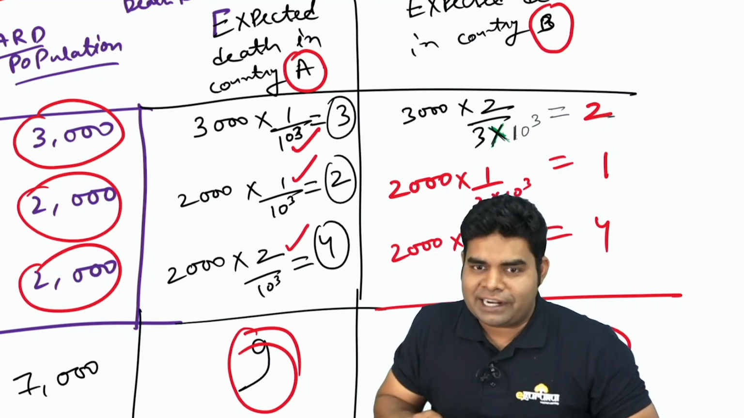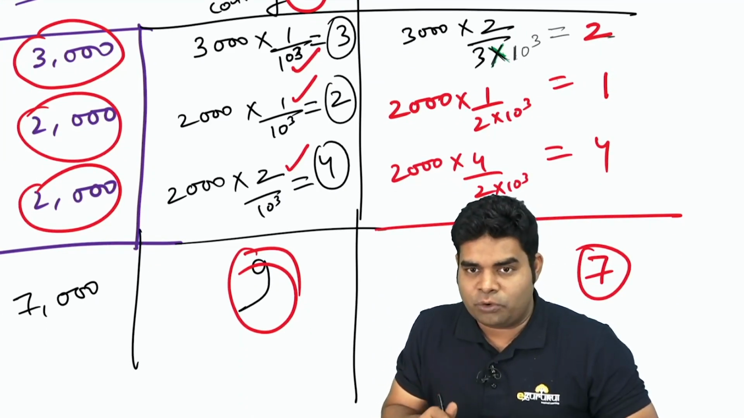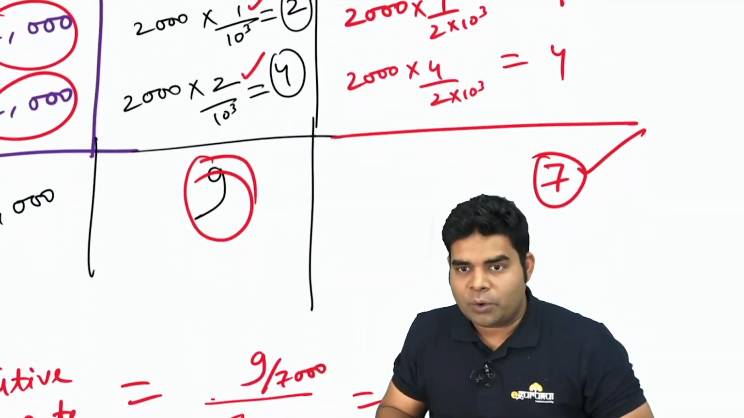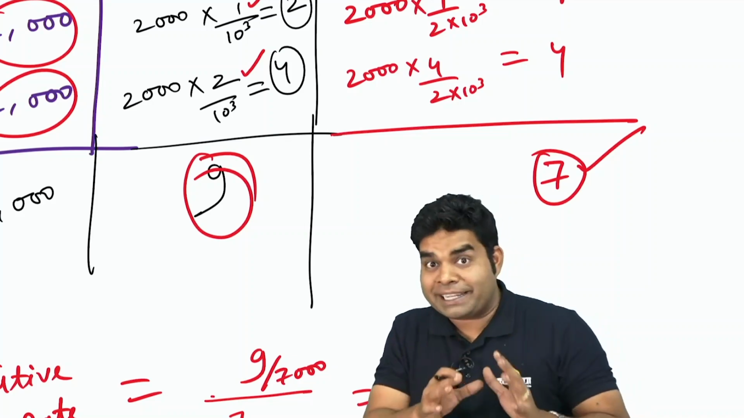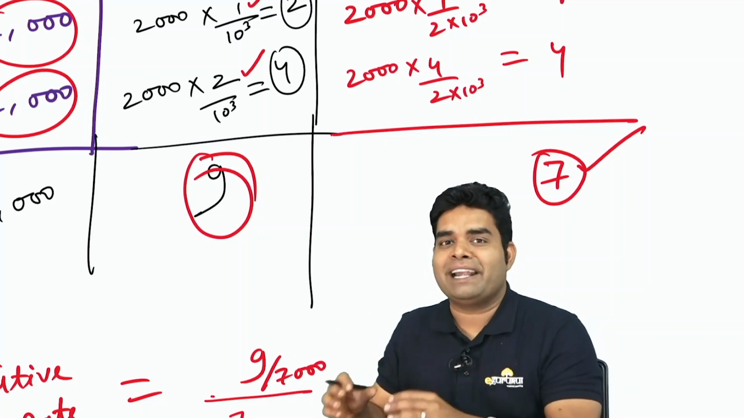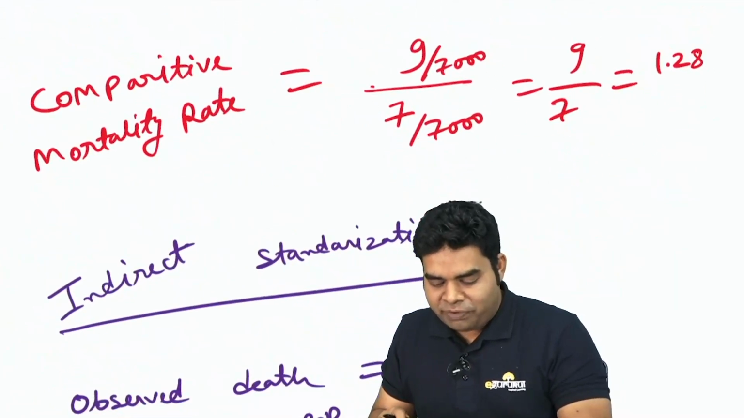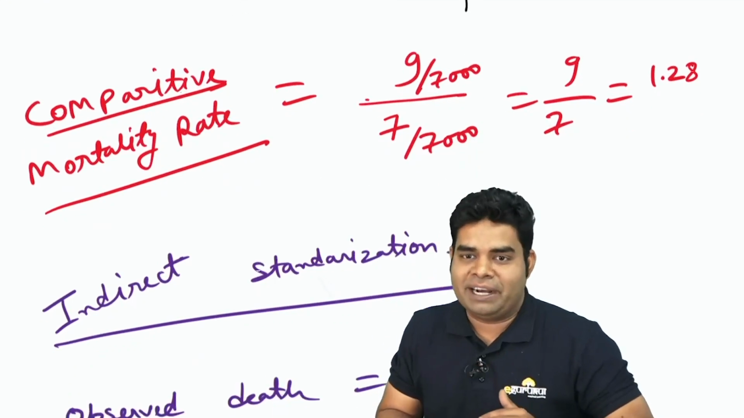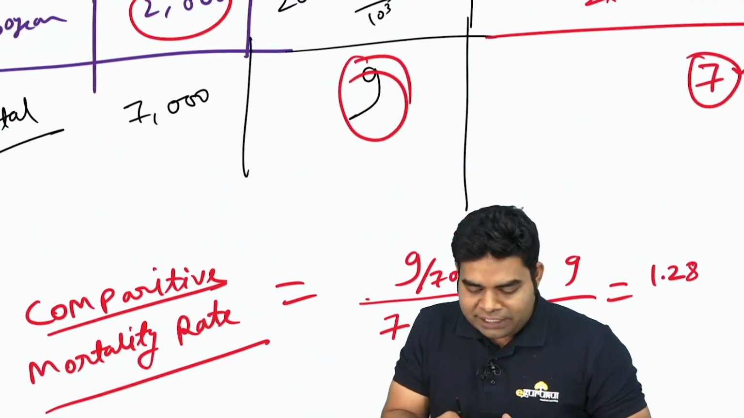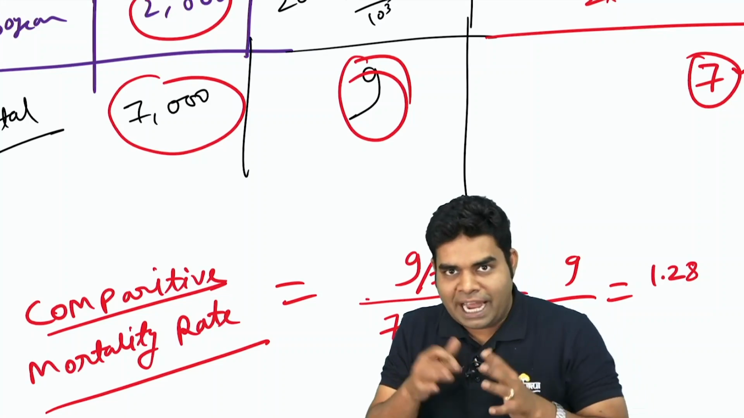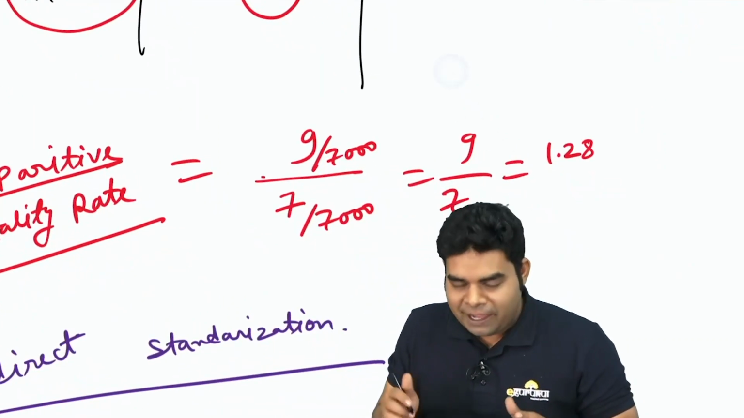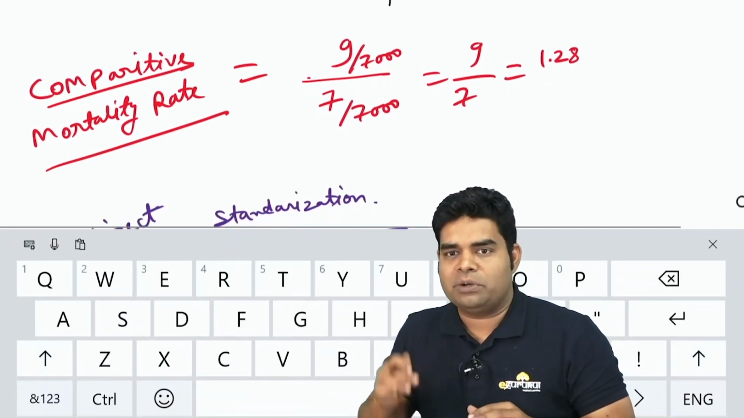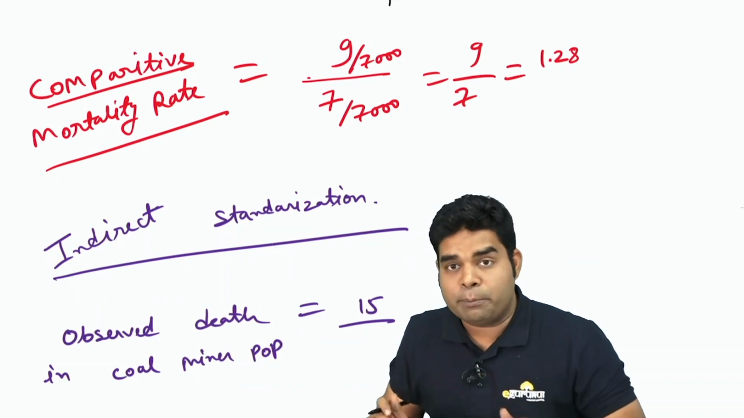And the expected death in country A here comes out to be 3 plus 2 plus 4, that is 9. Expected death in country B comes out to be 7. Okay. 9 is the expected death in country A, 7 is the expected death in country B. So when you have to find the comparative mortality ratio, you simply compare 9 with 7, because in that standard population, the total population is 7000. That 7000 will cancel out. So the comparative mortality ratio will come out 9 by 7, which means it will be 1.28.